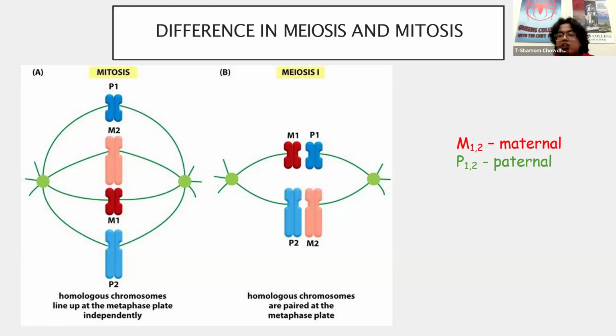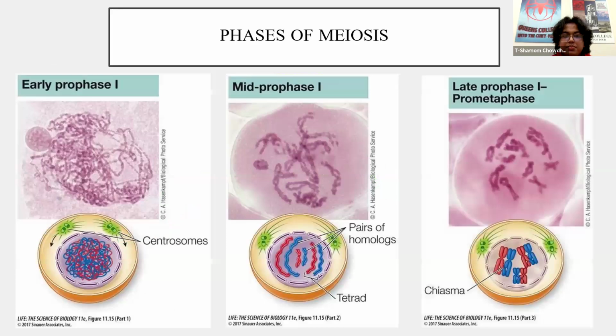That's the reason why a person's child is not exactly a replica of the father or the mother, or why two siblings are not the same. It's because of crossing over that happens during metaphase. So the homologous chromosomes must be paired up during meiosis.